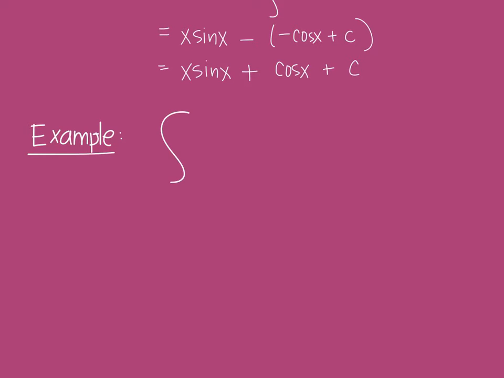Okay, so our second integral we're going to do, this time has bounds on it. This will be x e to the negative x dx. And you want to apply the LIPET priority, the LIPET test, to this.